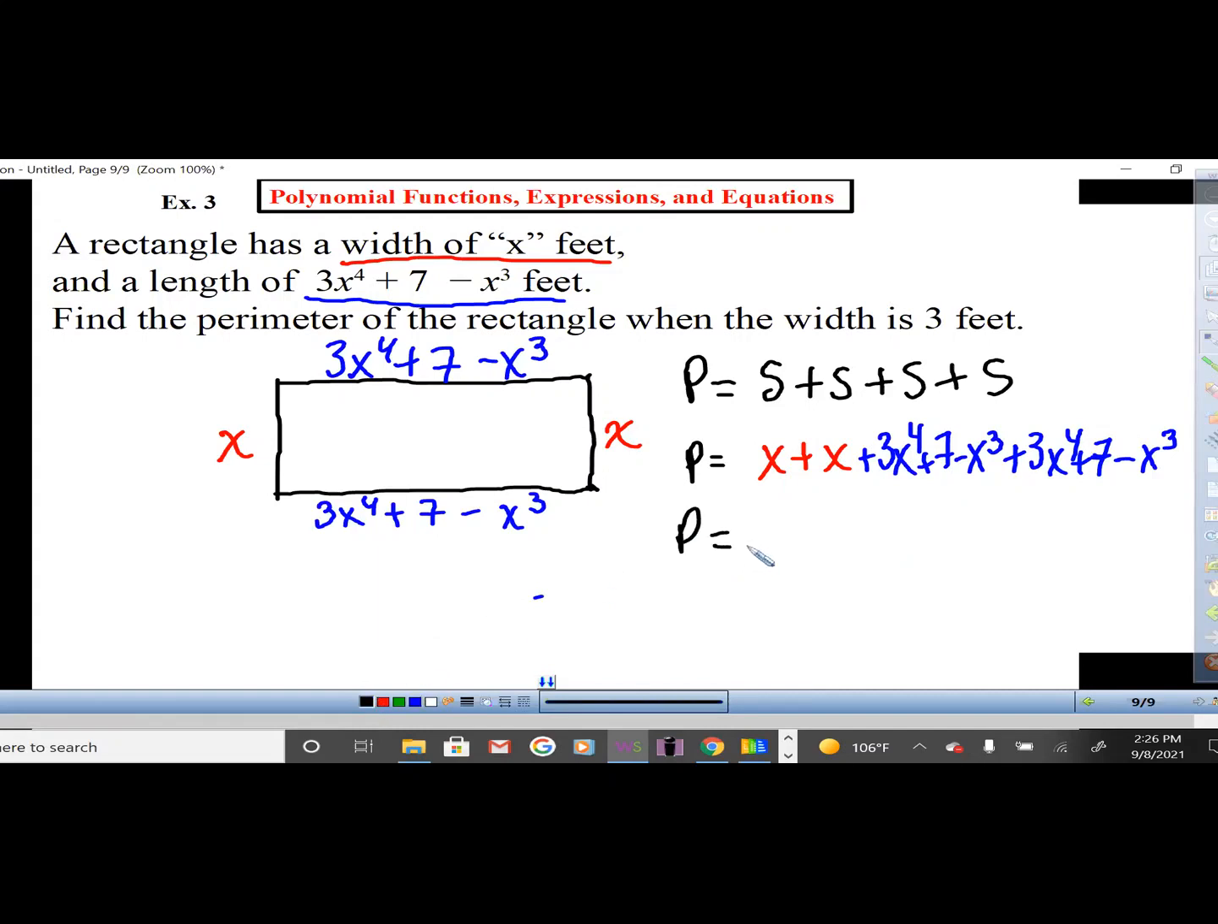Perimeter. Do we know what to do with all this on this side? Yes, like terms. So we have x plus x, that's 2x. We have 3x to the 4th and 3x to the 4th. That's 6x to the 4th. Then we have negative x cubed and negative x cubed, that's negative 2x cubed. And then plus 14. Now in this case, guys, we don't write this in standard form, but we do need to substitute what value for x at the end? 3. 3, and that's how you get your perimeter.